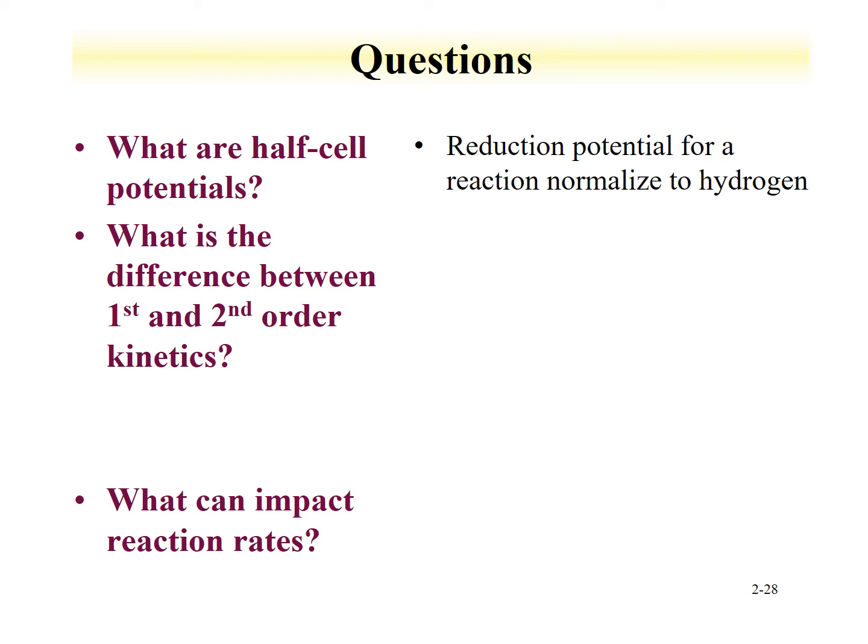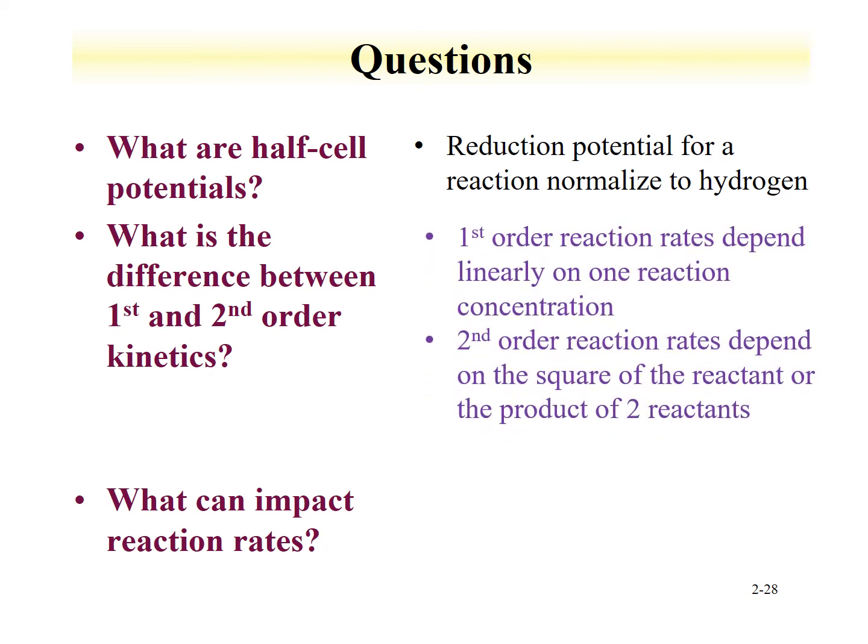What is the difference between first and second order kinetics? First order kinetics are conditions where reaction rates depend linearly on one reaction concentration. Second order kinetics depends upon the square of a single reactant or the product of two reactants.